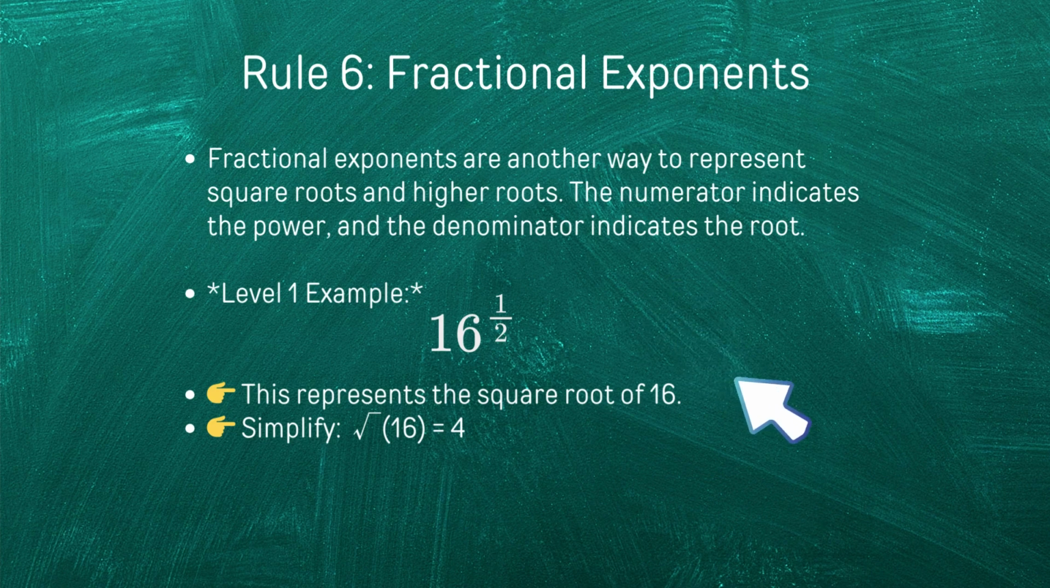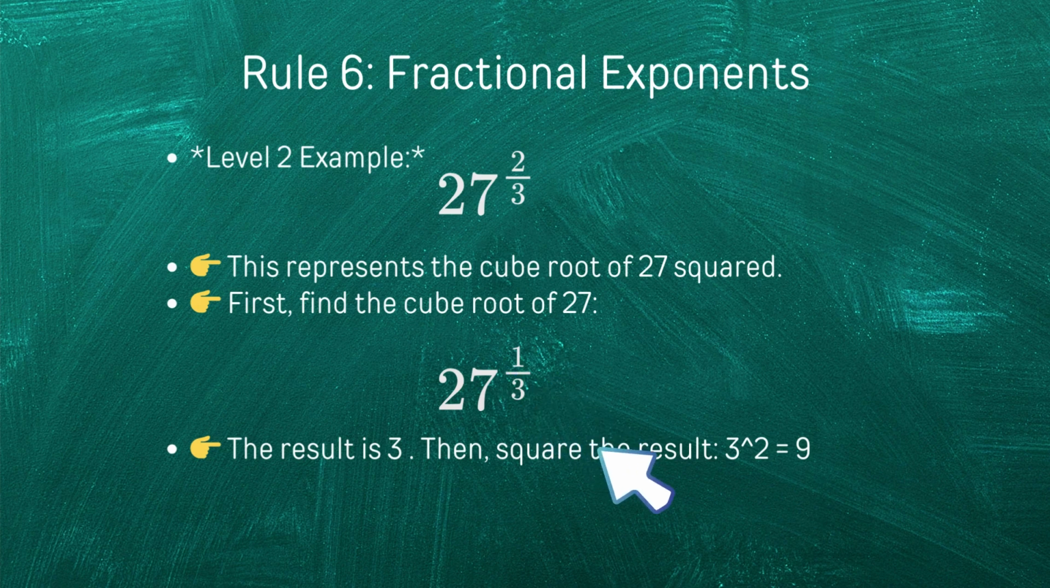For level 2, take 27 to the power of 2/3. This represents the cube root of 27 squared. First, find the cube root of 27, which is 3. Then, square the result to get 9.